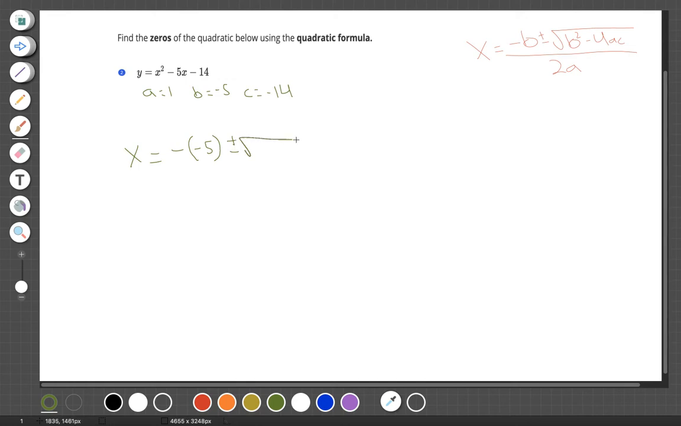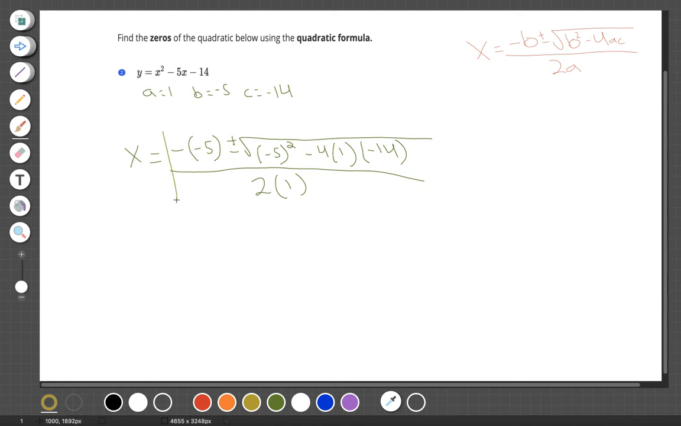Plus or minus the square root. Give yourself plenty of space when you write that. b squared. For some reason, this one right here is the one that people always forget to put parentheses around. Don't forget that. Squared should be outside the parentheses. Minus 4 times a. So a is going to be in parentheses, 1. And parentheses c, which is negative 14. Okay, close your parentheses. Then we do our big fraction bar. All that is over 2 times a, which is 2 times 1.